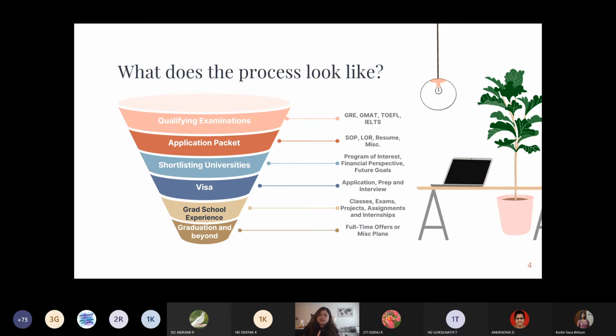You can either shortlist the universities and then do your packet, or you can do the packet first, have a basic template, and then shortlist the universities and customize it according to that. So the shortlisting of universities is based on your interest. Again, sit back and ask yourself what your intent is. That's going to help you, right? So what do you want to do?